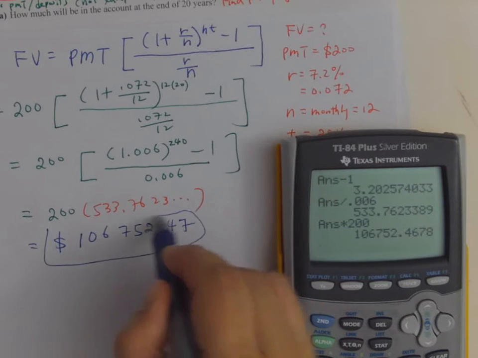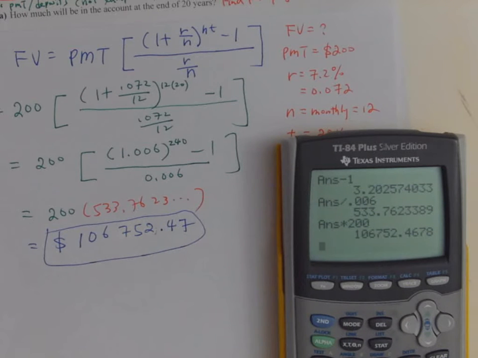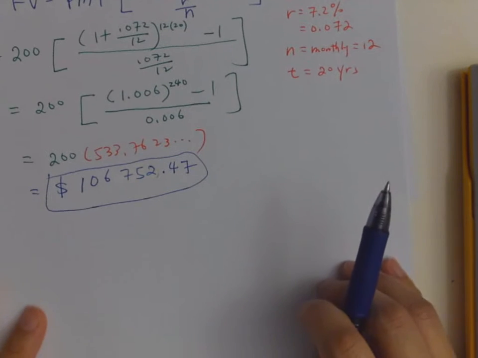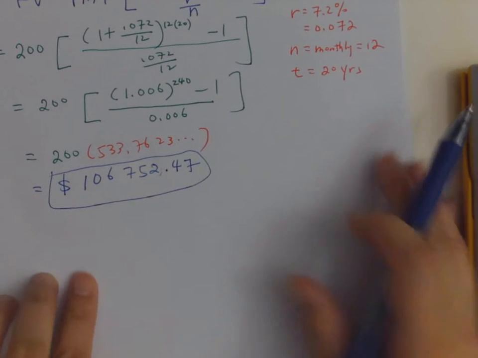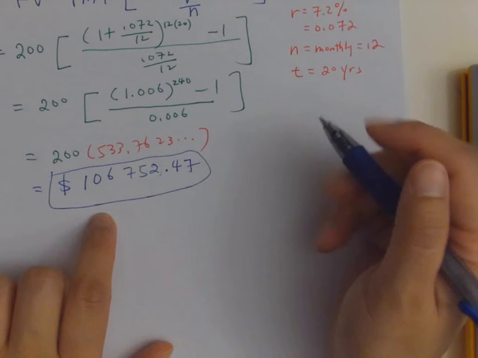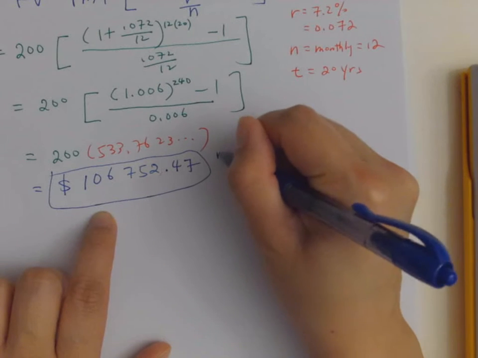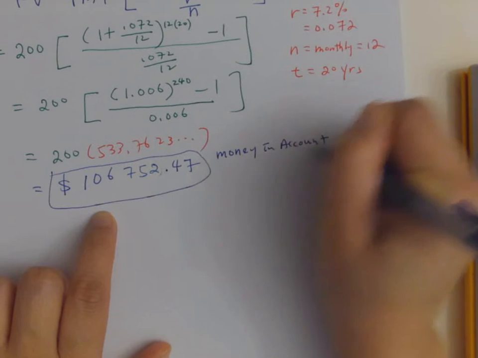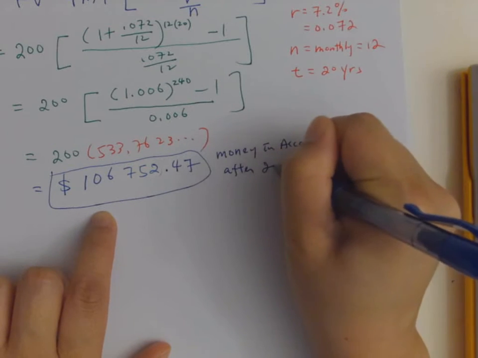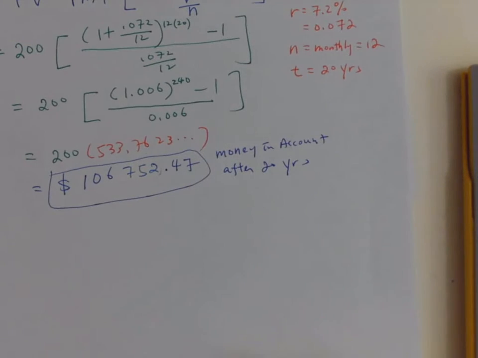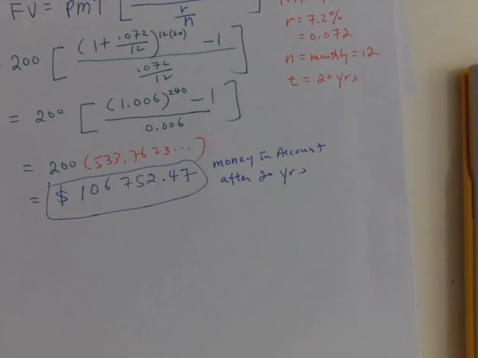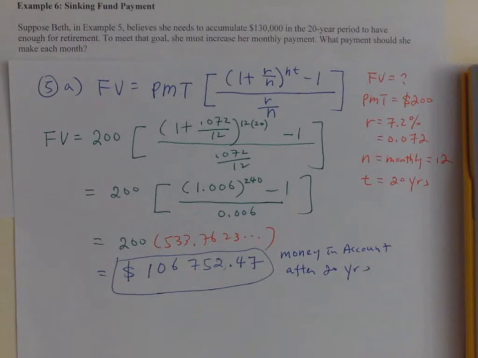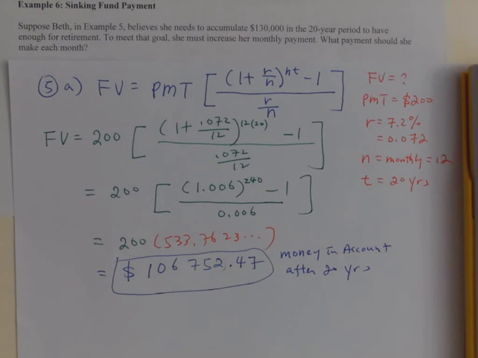Okay, so that's what she will have in her account for retirement if she put in $200 a month every month for 20 years with all those interests. So this is the money in account after 20 years. Okay, so that's number 5. Are we okay? So for number 6, it's a sinking fund payment.